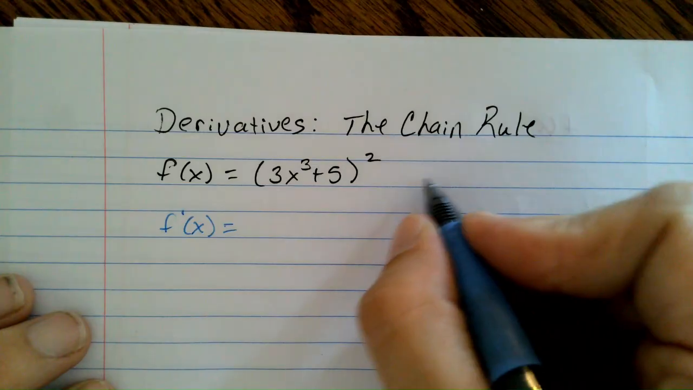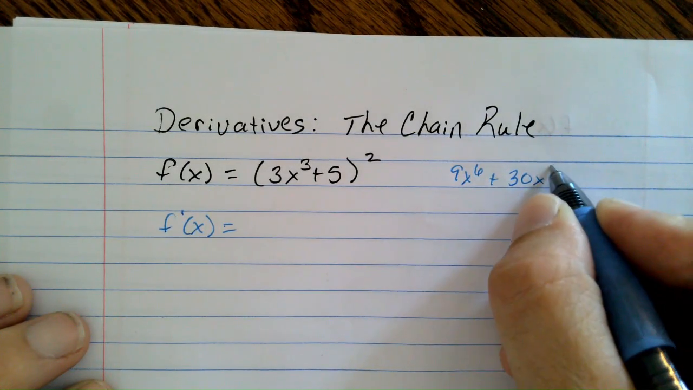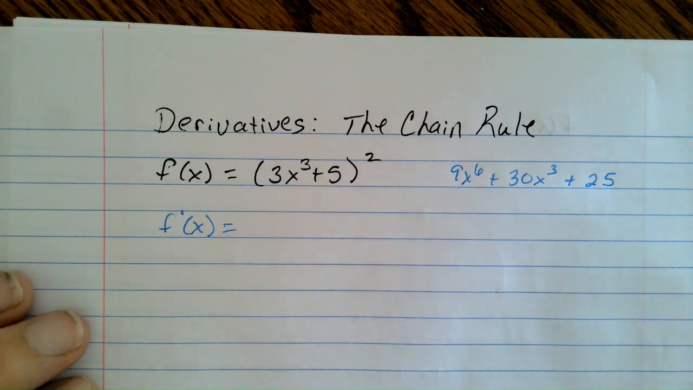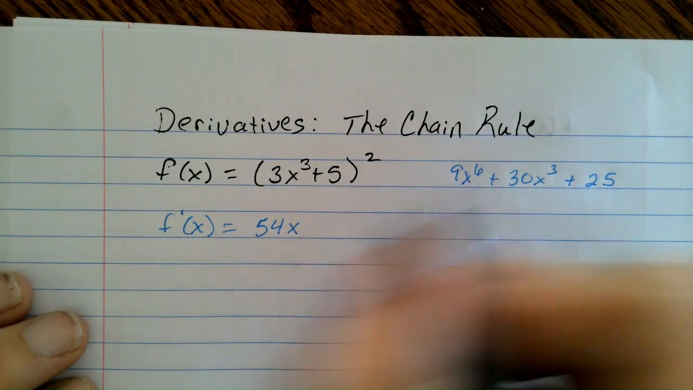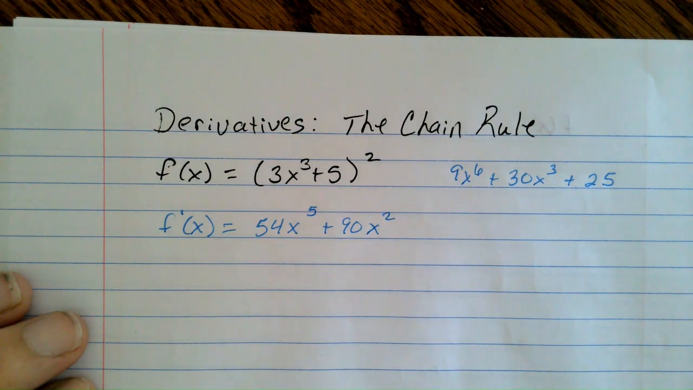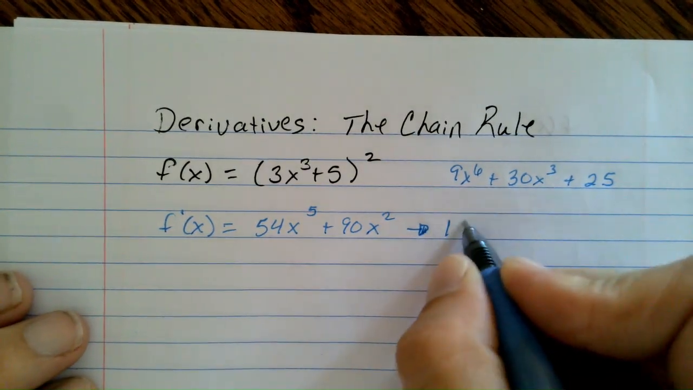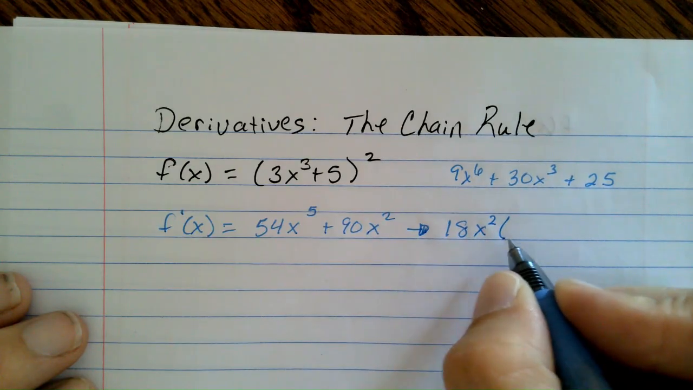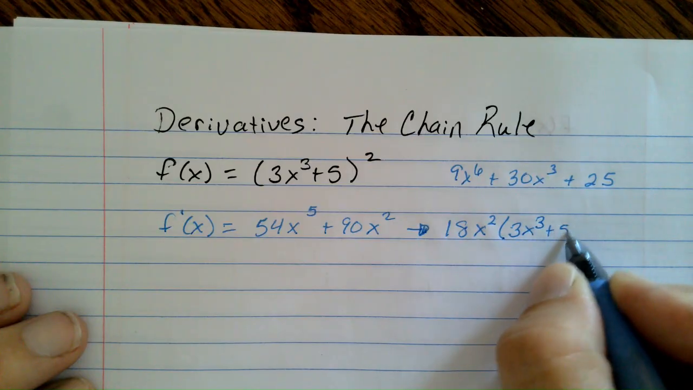Well, first you would have to change this to 9x to the 6th plus 30x to the 3rd plus 25. Then you could derive it, and we'd get 54x to the 5th plus 90x squared, or factored, we would get 18x squared, and we get 3x cubed plus 5.